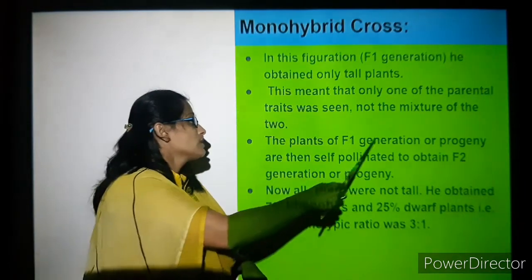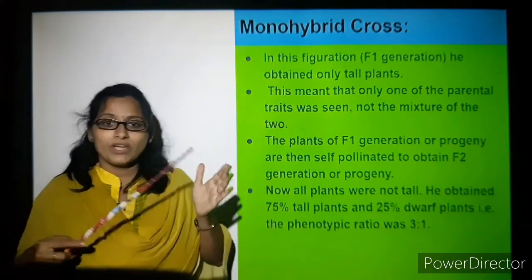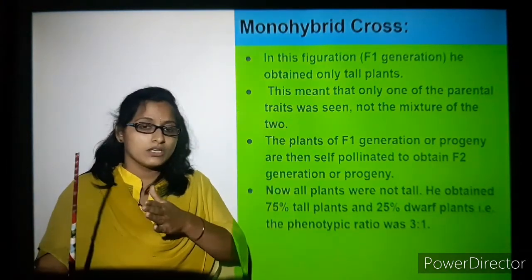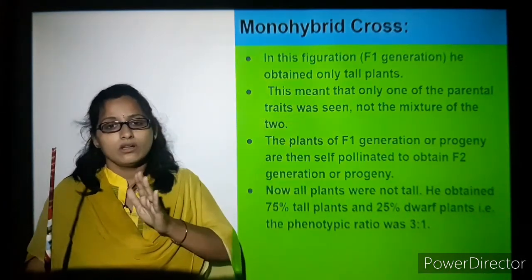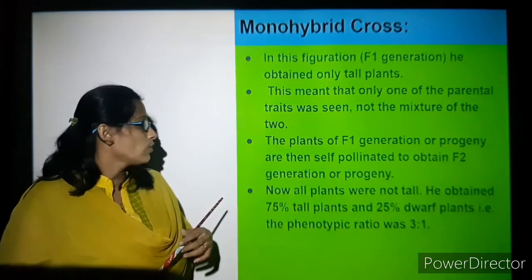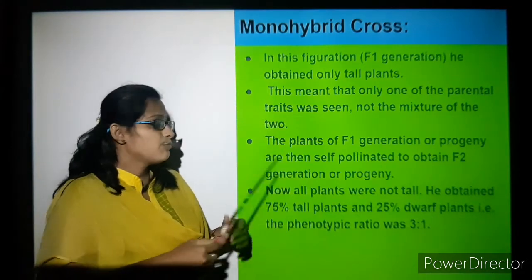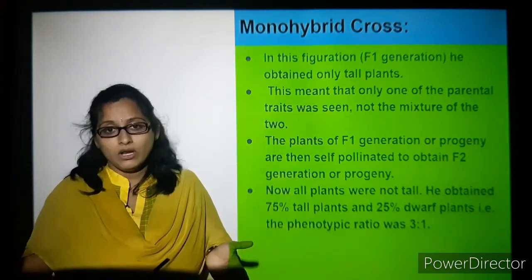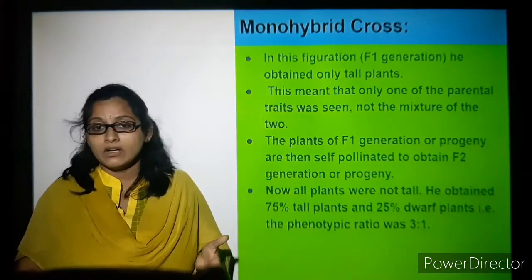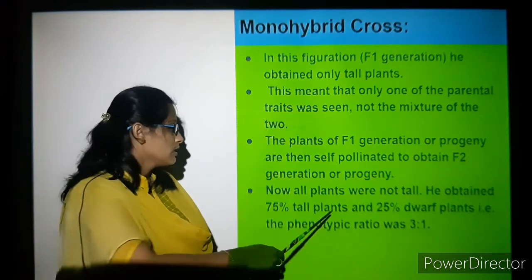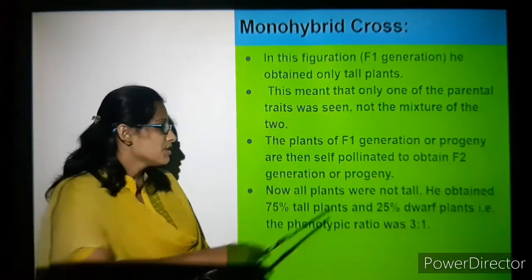So plants of the F1 generation or progeny are self-pollinated again. So we have crossed it again with self-pollination, that is big T small t plant, that is tall, again with tall we have crossed. And what did we find in the F2 generation? In the F2 generation, we found that not all of the plants are tall, but 75% of them are tall and 25% are dwarf in nature. So here you can see that he obtained 75% tall plants and 25% dwarf plants.